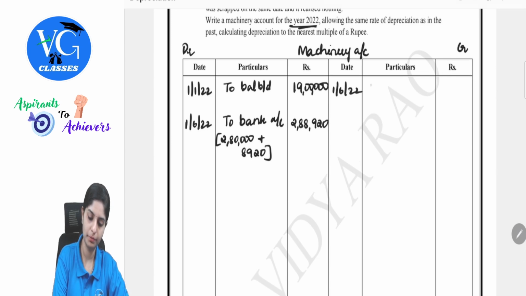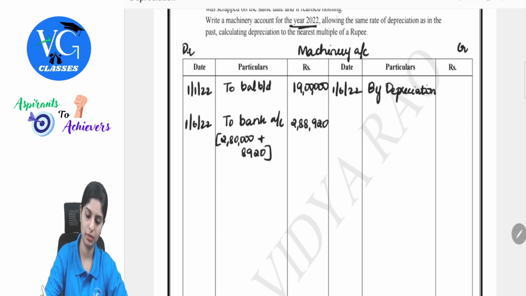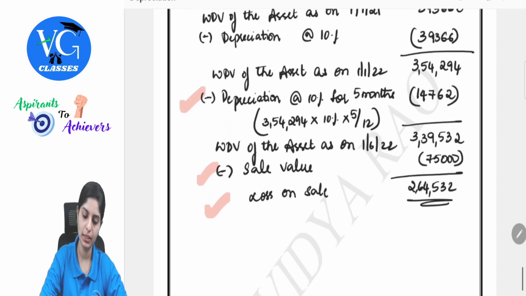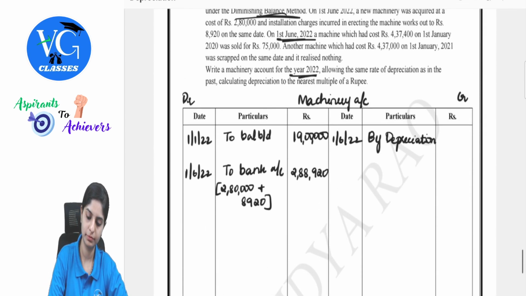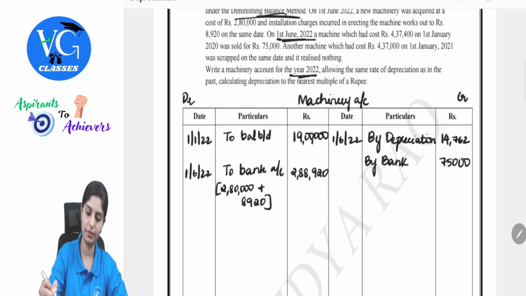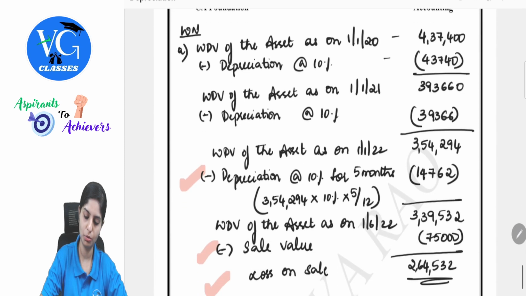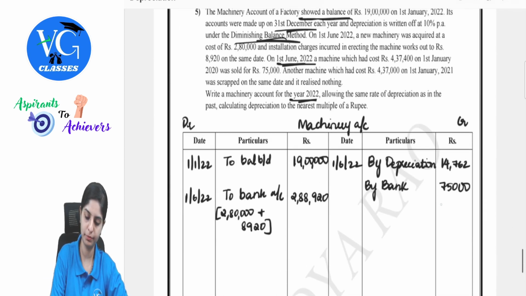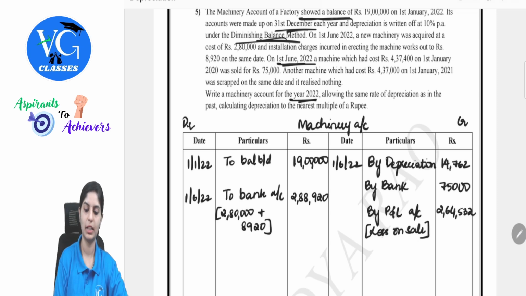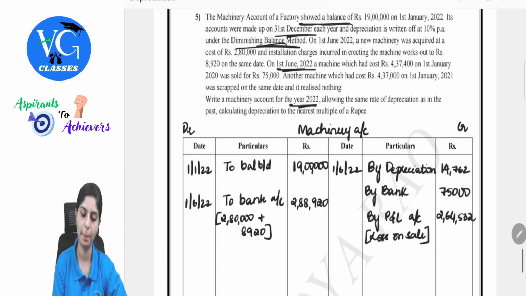1st June 22, by depreciation, that is 14,762, by bank 75,000, 2,64,532. This is by P&L account, loss on sale. I hope this is understood to all of you.